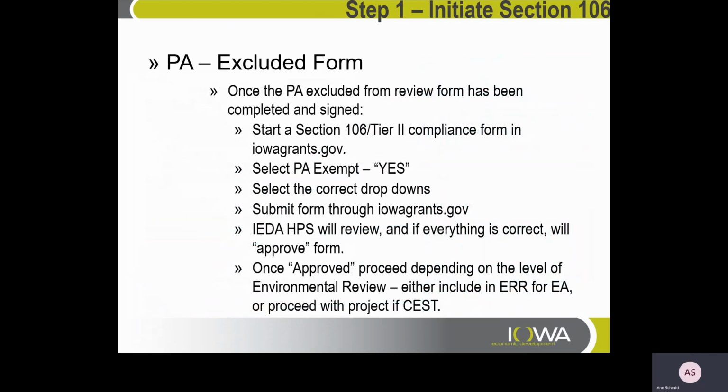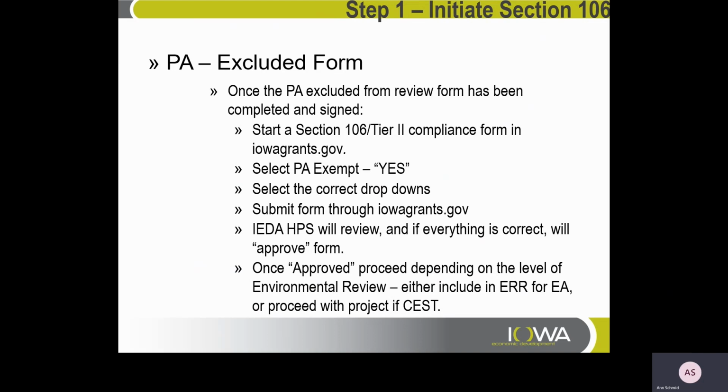Once the form is complete, you would initiate a Section 106 Tier 2 compliance form in iowogrants.gov. Under the question PA exempt, you would select yes from the drop-down. You would select the correct drop-downs for which exclusion you're using, as we talked about on the previous form, and then you would upload the form and submit it through iowogrants.gov. The IEDA Historic Preservation Specialist, as outlined in our programmatic agreement with the State Historic Preservation Office, will review, and if everything is correct, will approve.